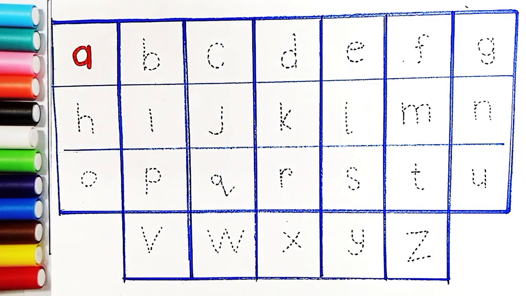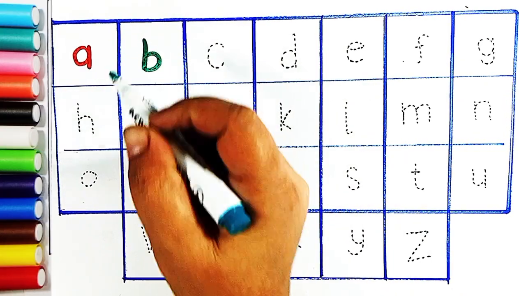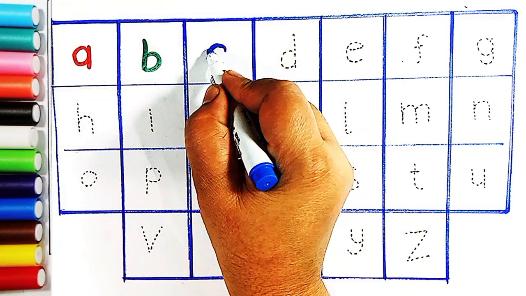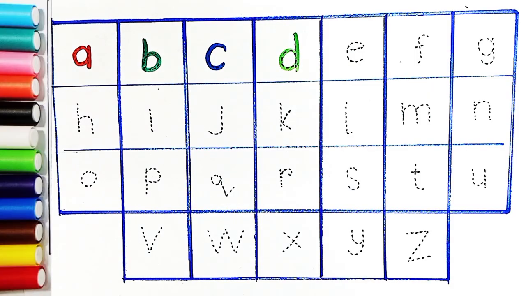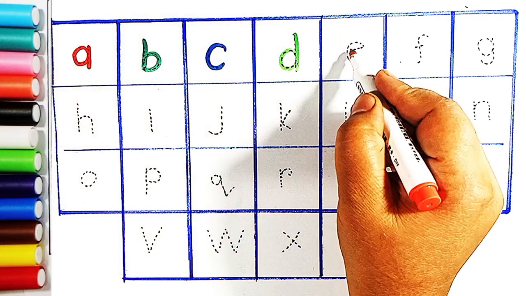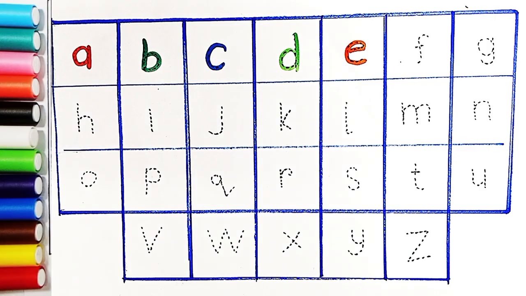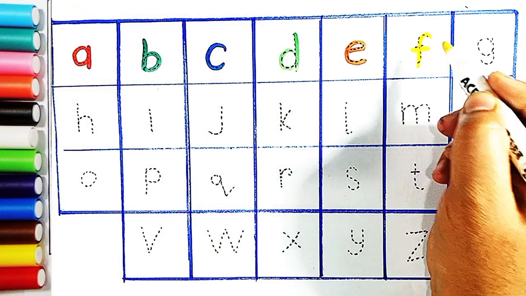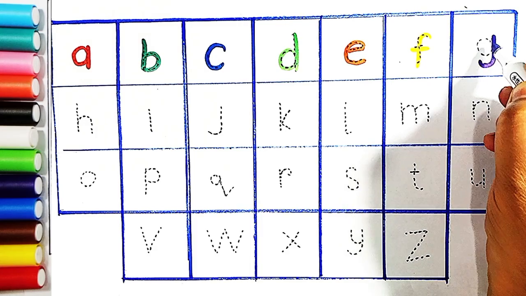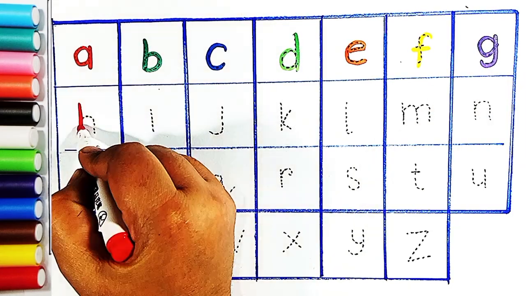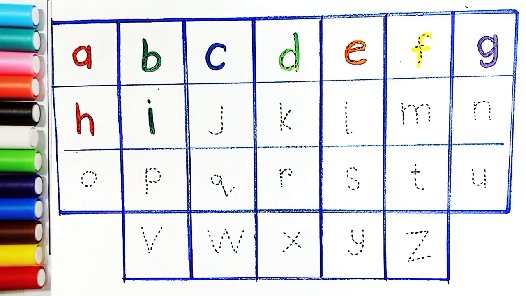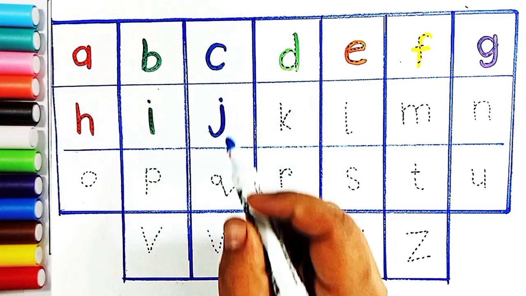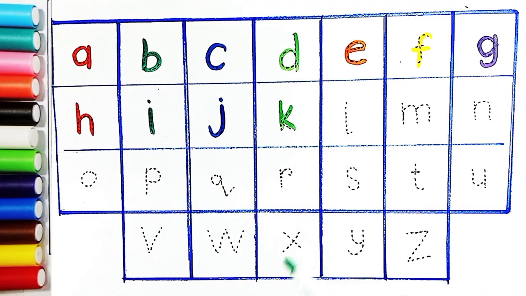A is for apple. B is for ball. C is for car. D is for duck. E is for elephant. F is for frog. G is for grapes. H is for hen. I is for igloo. J is for joker. K is for king. L is for lemon.